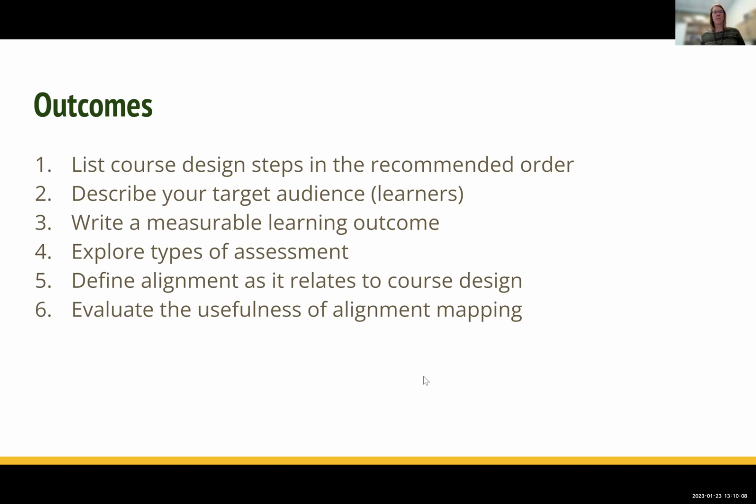We're going to talk about what we have to know before we do that, and that is who we're designing for. We're going to talk about measurable learning outcomes, and that's something I'm sure you already know something about, as well as assessment. But then we're going to talk about course alignment. So that's just making sure you really have everything lined up for the students to be able to meet those learning outcomes, and then a tool that you might find useful called alignment mapping.